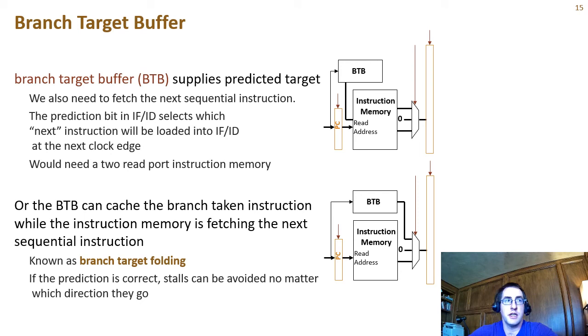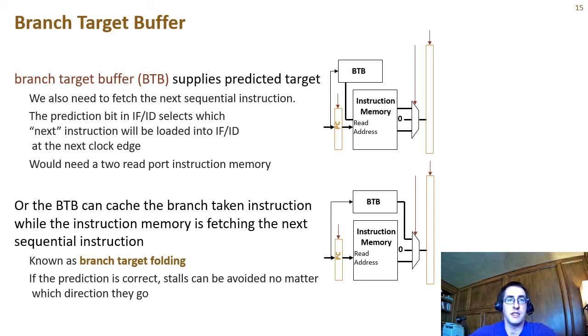A different approach is to cache the instructions themselves in the BTB. Since the BTB has to store a 32-bit instruction address, you could instead store a 32-bit instruction itself. So this is known as branch target folding. You put the instruction inside the branch target buffer. If the prediction is correct, then we can avoid stalls no matter what because we can feed the predicted instruction at the branch target into the IFID stage, or we can feed the instruction at PC+4 into the IFID stage.